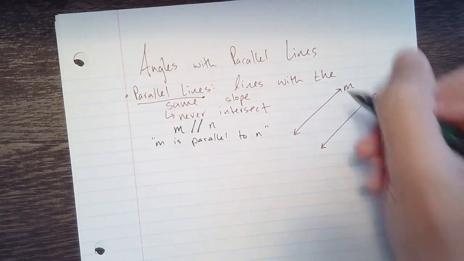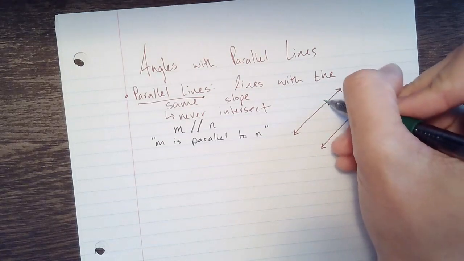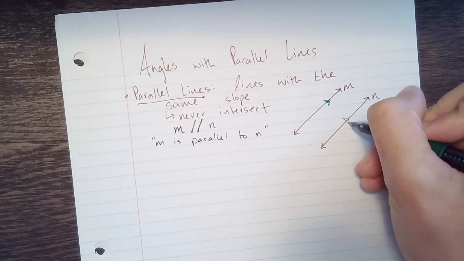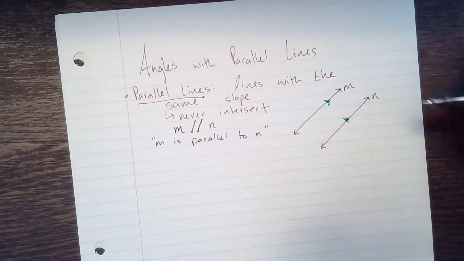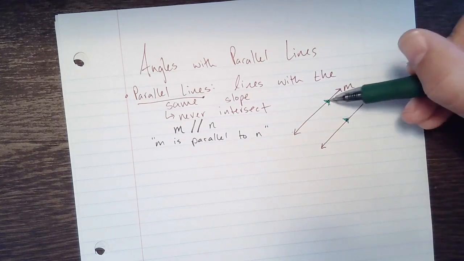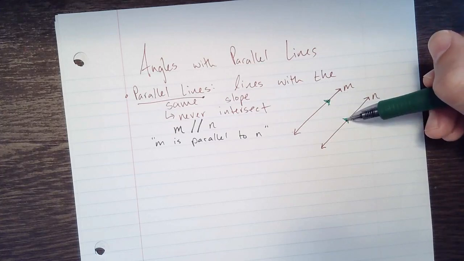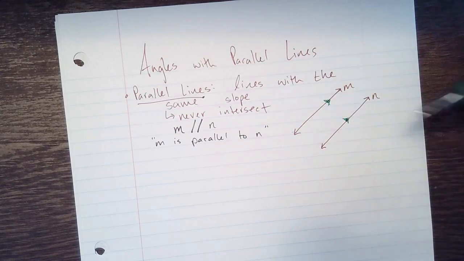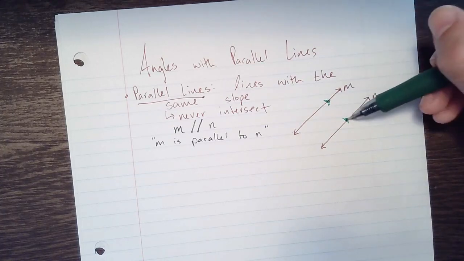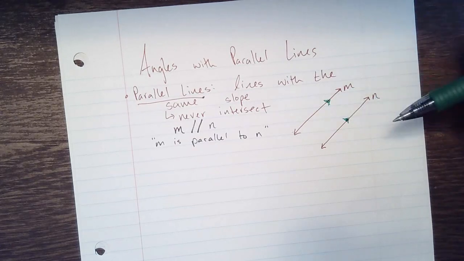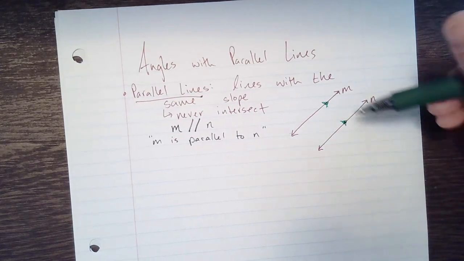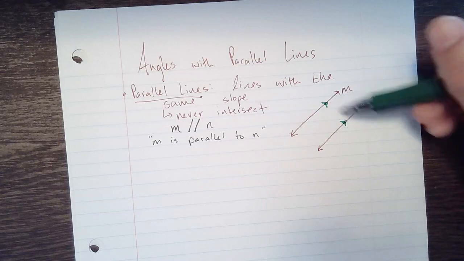And the other thing you might see is like little arrows or triangles on the lines. Okay, these arrows or these triangles mean that these two lines are parallel to each other. Right, this has one triangle and this has one triangle. So anytime you see lines that have the same amount of triangles or arrows on them, then that means that the lines are parallel.